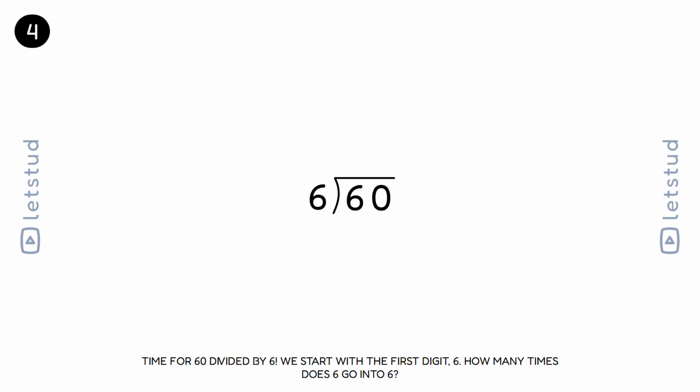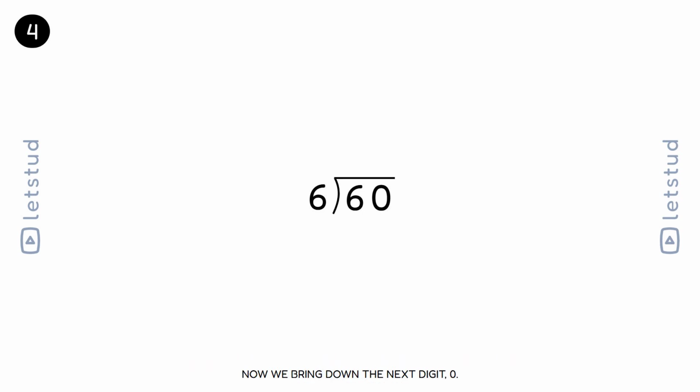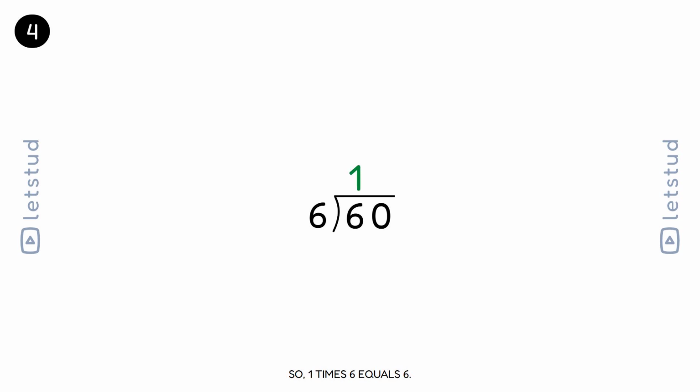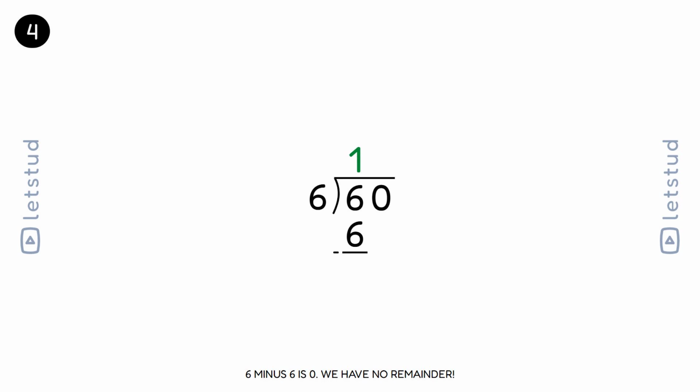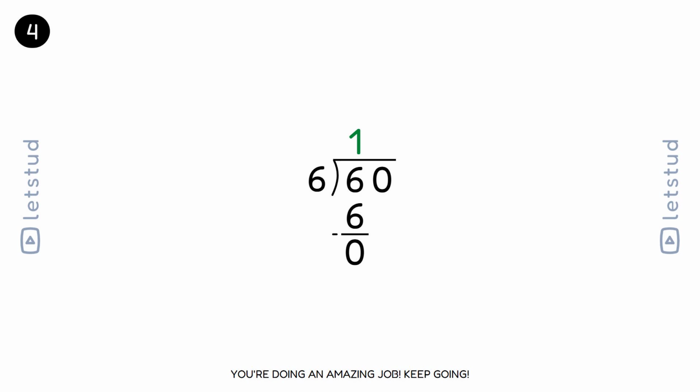We start with the first digit, 6. How many times does 6 go into 6? Now we bring down the next digit, 0. 6 goes into 6 one whole time. So 1 times 6 equals 6. 6 minus 6 is 0. We have no remainder. You're doing an amazing job.